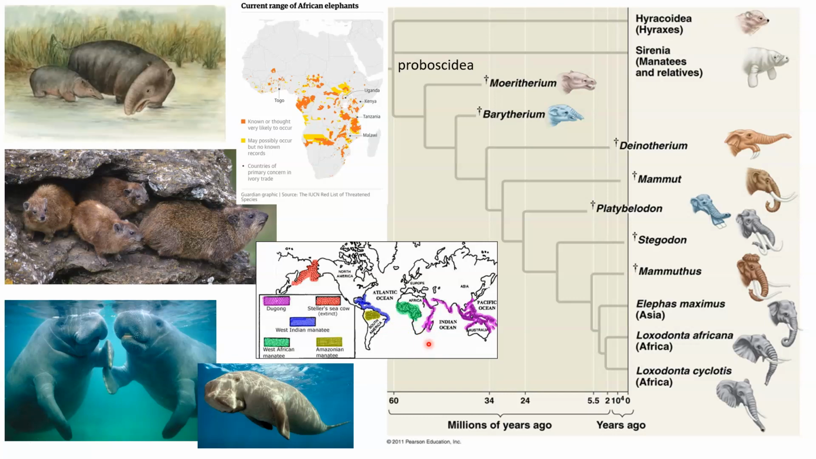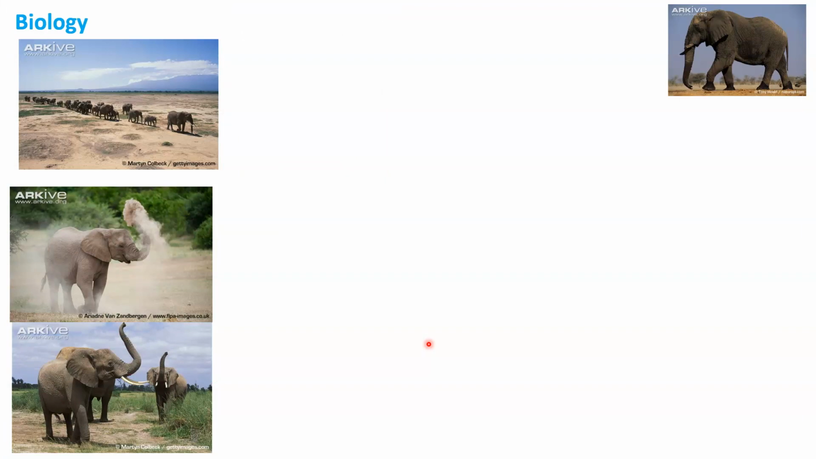Well, that's actually the Steller sea cow. Okay, let's move on. What are the other important biological features that I want you to know about African elephants?